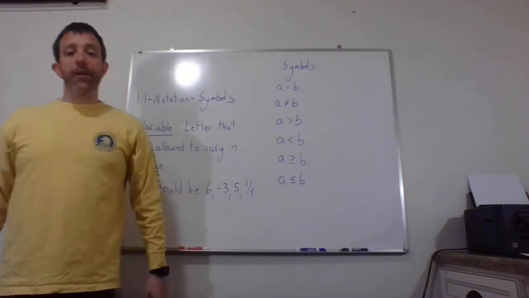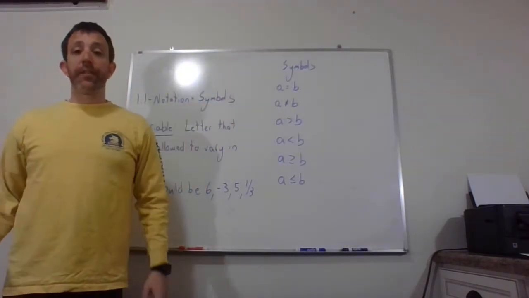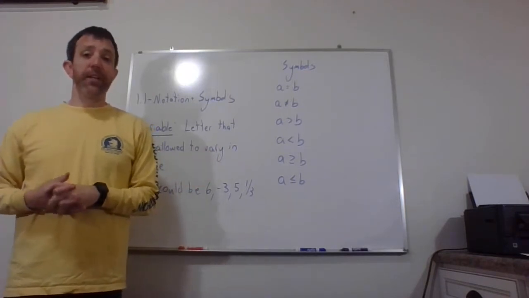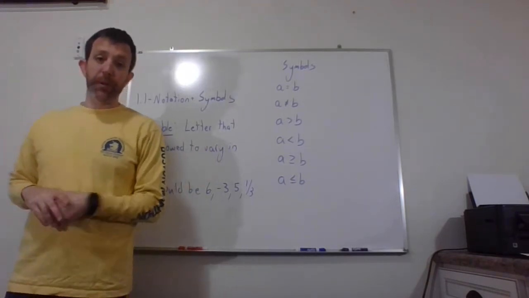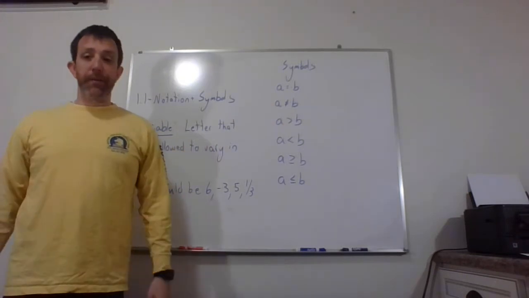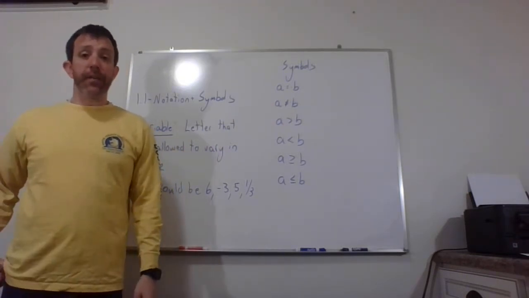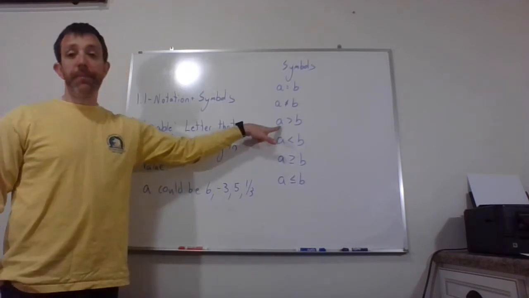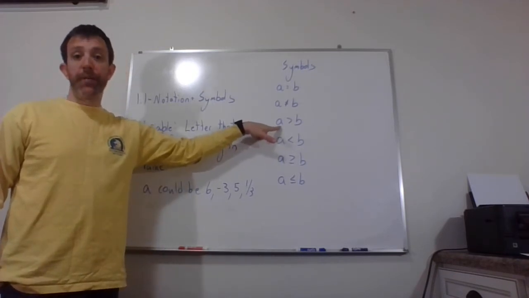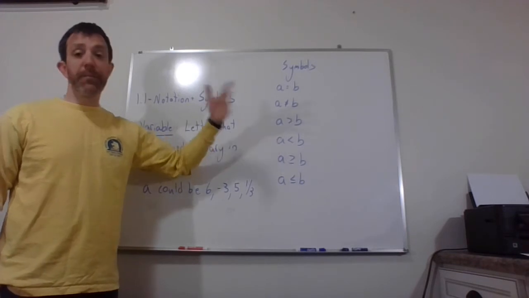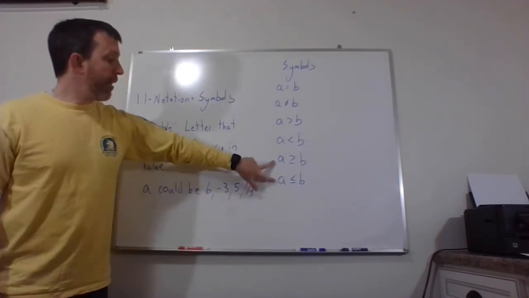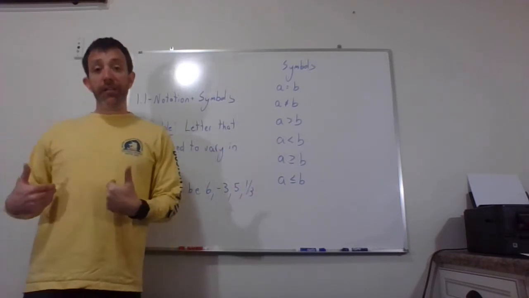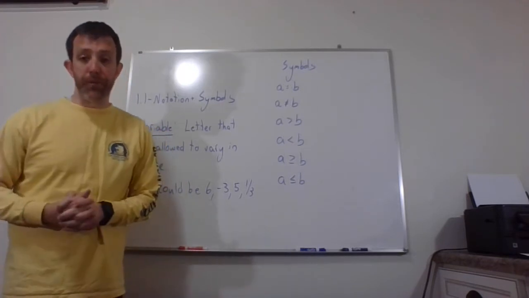Some symbols. A is equal to B. That means A and B are actually the same thing. That's probably the symbol we're most familiar with. A is not equal to B means that A and B are not the same thing. A is greater than B means A is the bigger side. A is less than B means A is the smaller side. Now these last two are greater than or equal to and less than or equal to.